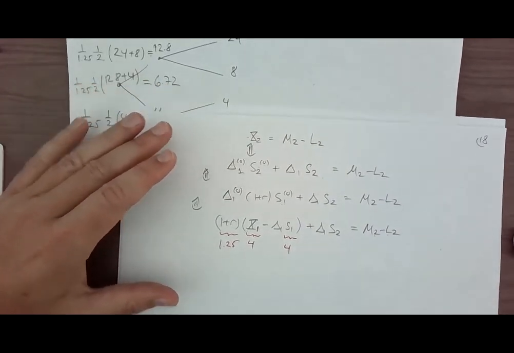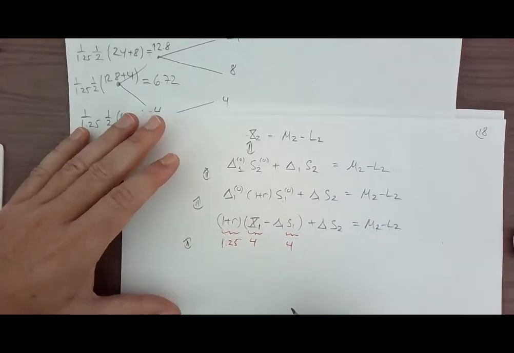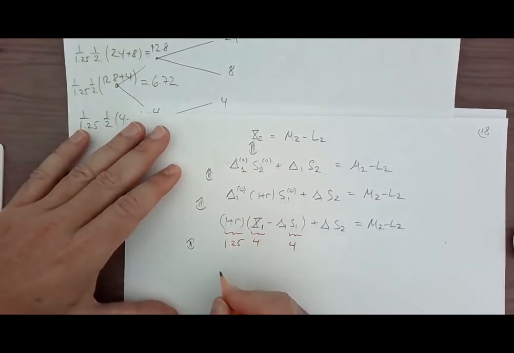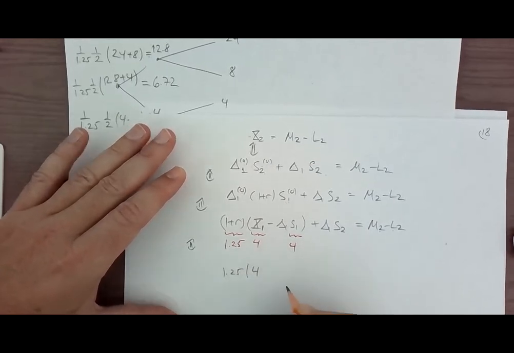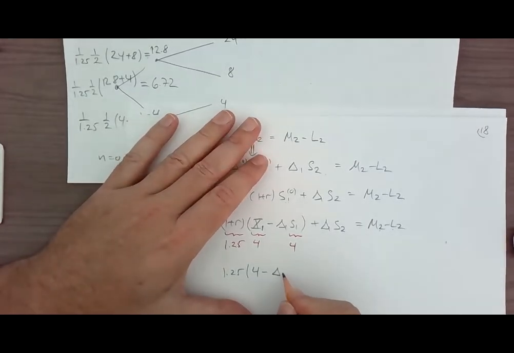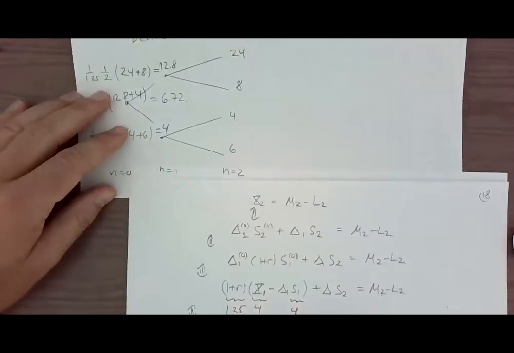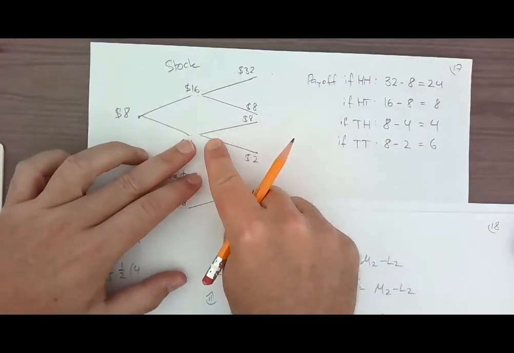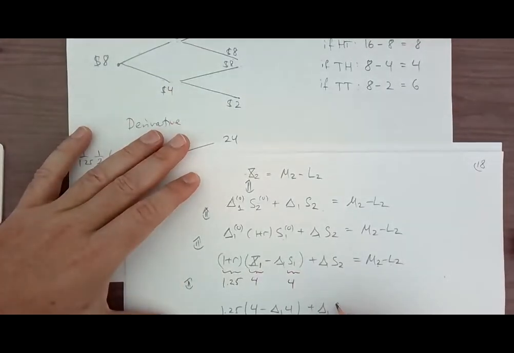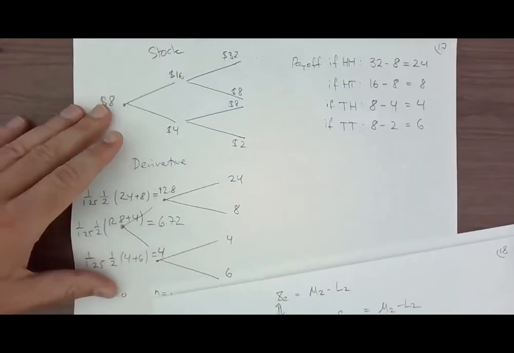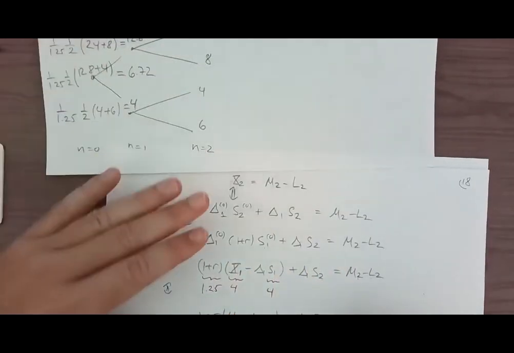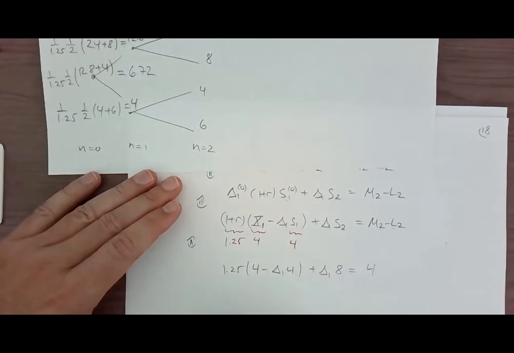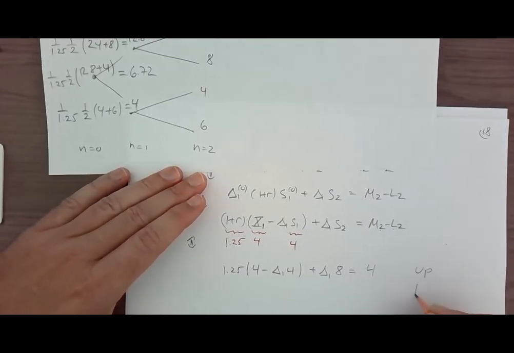Okay, so we're going to break this into 2 equations and 2 unknowns. So let's try to do that. I'll have 1.25 times 4 minus delta 1 times 4 plus delta 1. And now in the up state, the stock is going to be 8. And what is the payoff of the derivative in the up state? That was a 4. That was up state. So we also need a down.